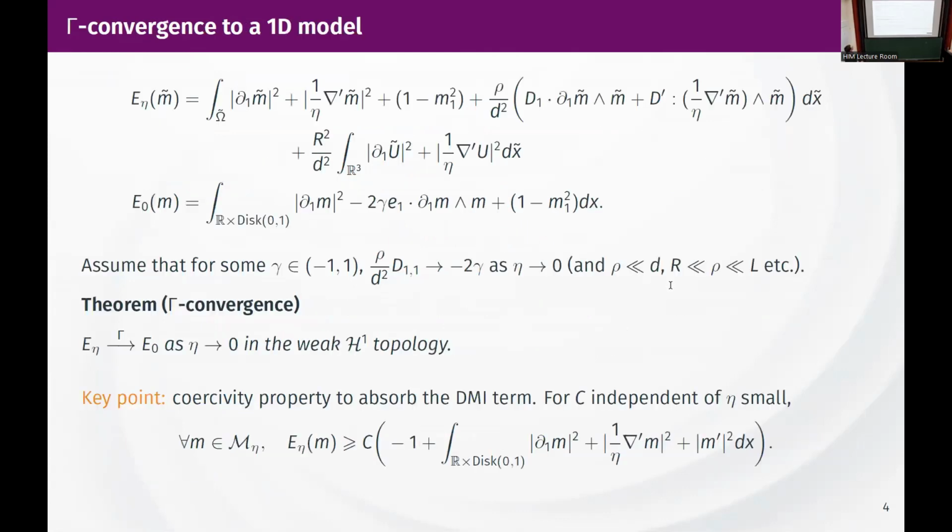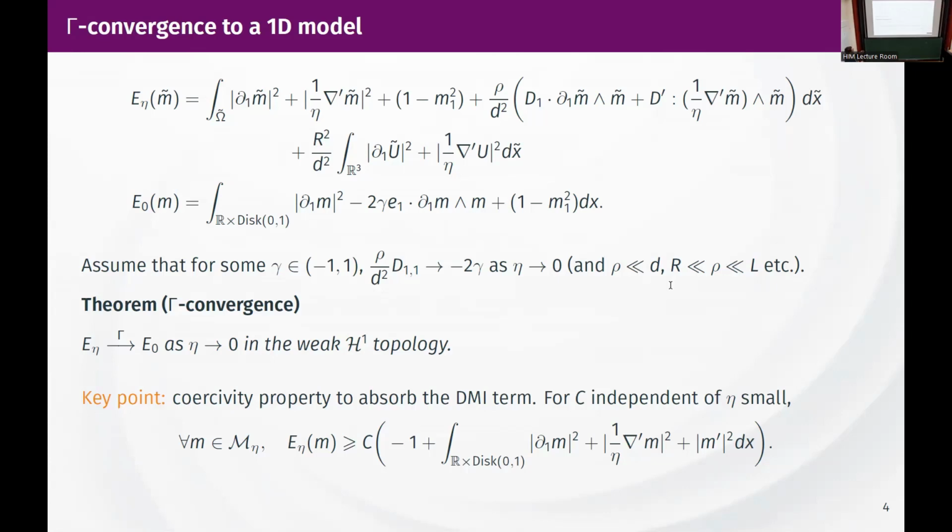Okay, so you rescale according to this term. You want to take the limit, you have 1 over eta, so it will impose that in the limit this gradient, which is the gradient of the last two components of the magnetization, has to be 0. So you have something which is constant in the e2, e3 direction. These two will remain at the limit.